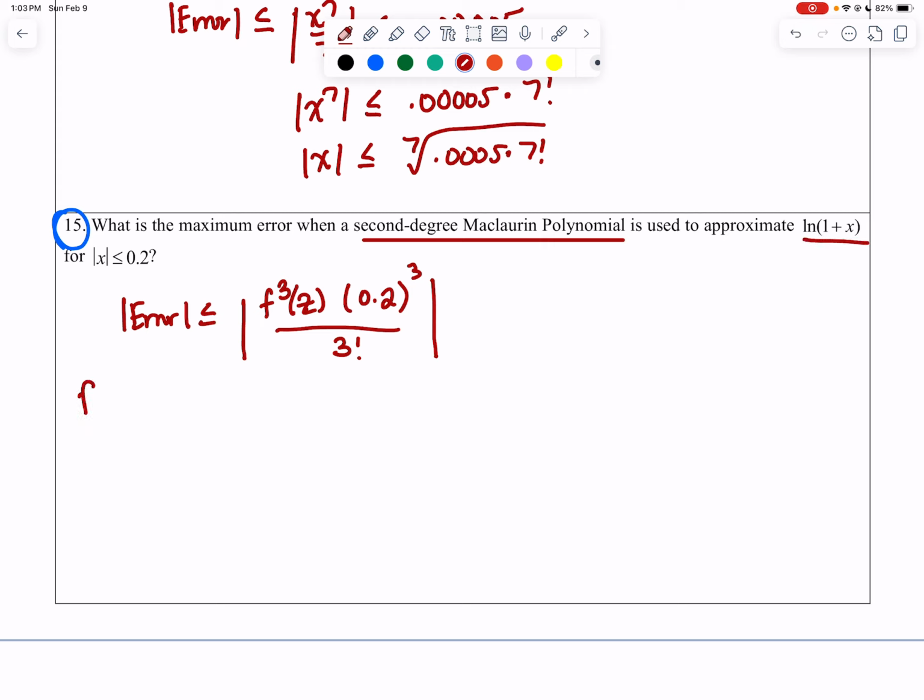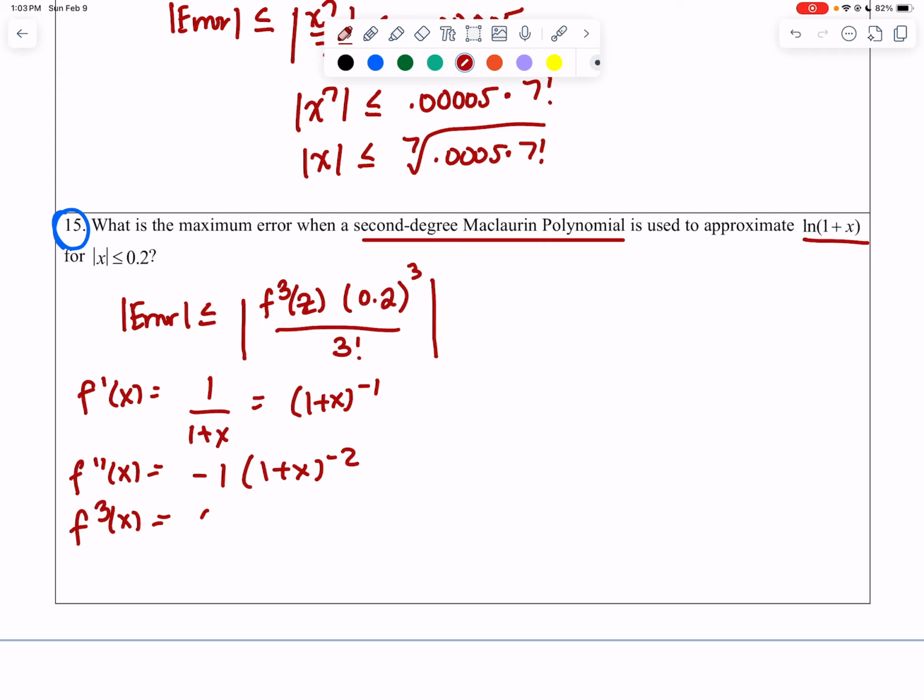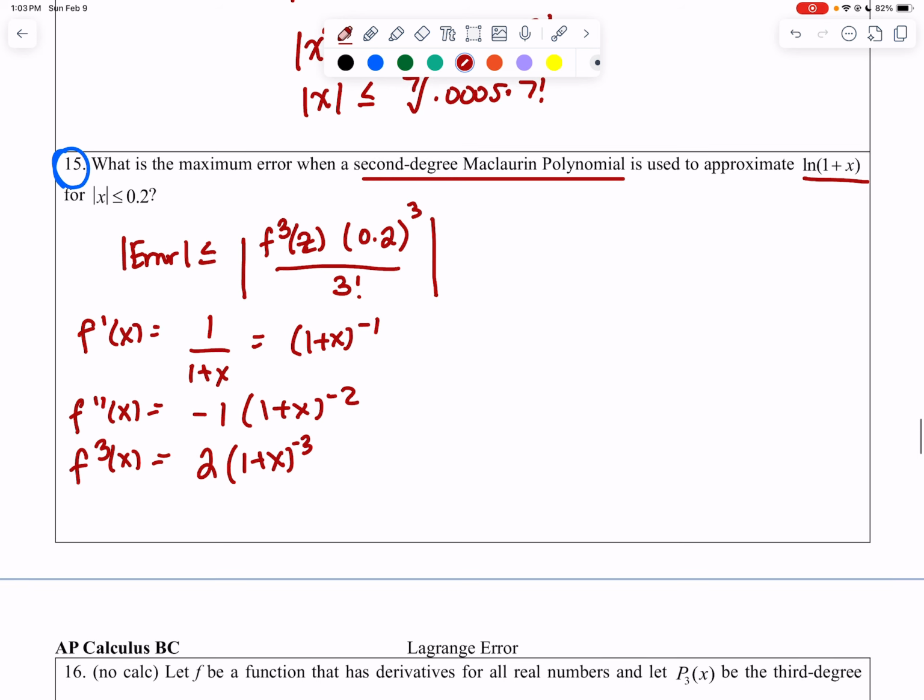So we have our first derivative being 1 over 1 plus x. We have our second derivative being negative 1 plus x to the negative 2. And then we have our third derivative being 2 times 1 plus x to the negative 3, or 2 over 1 plus x to the third power.